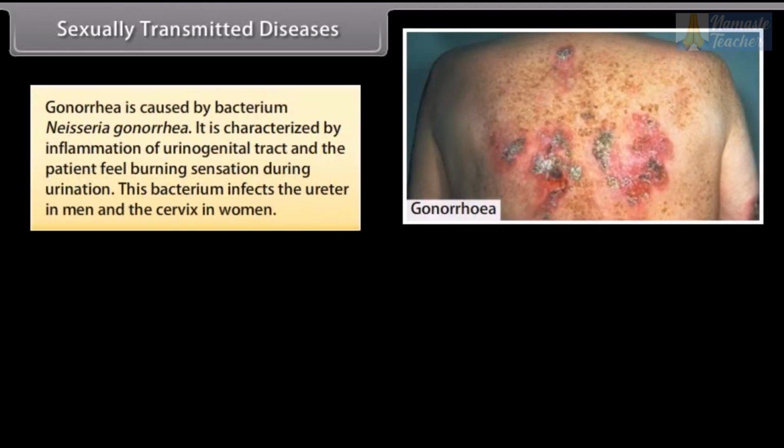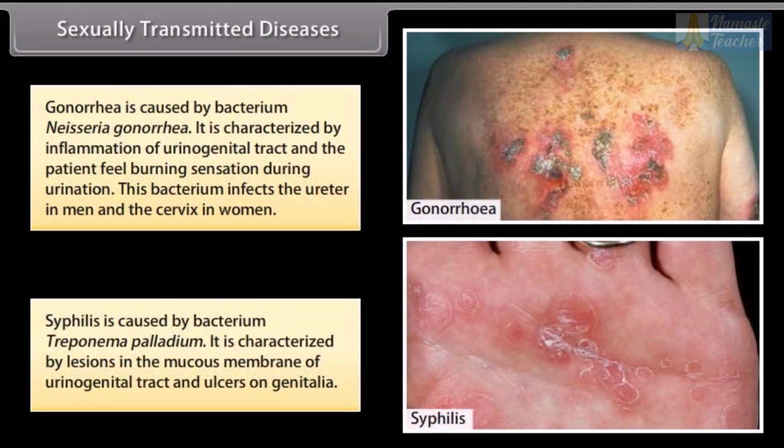Gonorrhea is caused by the bacterium Neisseria gonorrhoeae. It is characterized by inflammation of the urinogenital tract, and the patient feels a burning sensation during urination. This bacterium infects the urethra in men and the cervix in women. Syphilis is caused by the bacterium Treponema pallidum. It is characterized by lesions in the mucous membrane of the urinogenital tract and ulcers on the genitalia.